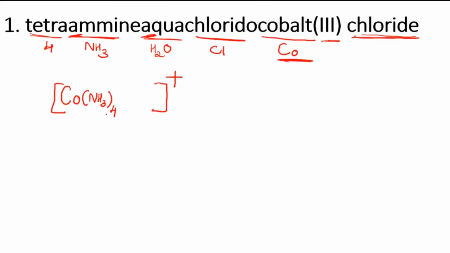Okay, so NH3, 4 times. Done. Then aqua. Aqua is water, only one molecule is there, so I can just write H2O. Then I have this Cl, so I will write that Cl group. Okay, so this part is over. We are done with that coordination entity. Outside we are having chloride, so I will just write Cl minus.